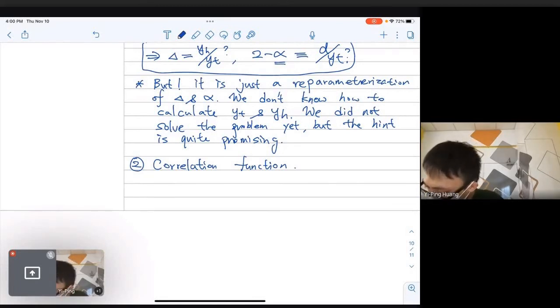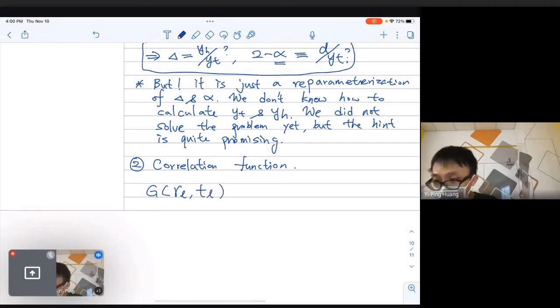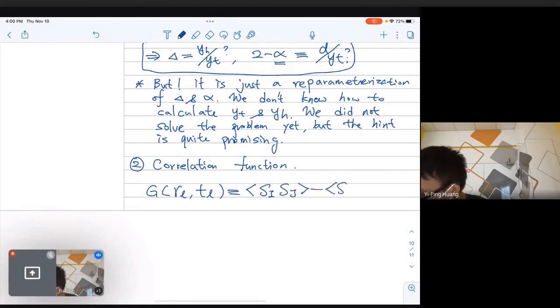Okay, so here's the correlation function at some position R. Now it's defined on the coarse-grained system, so I'll use RL and TL to represent the correlation functions. The definition is that now you are studying the block spins sitting at site I and site J. The definition of the correlation function is just like the definition for the usual spin model.